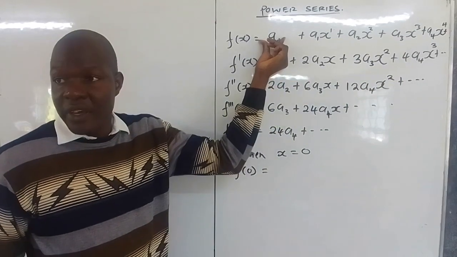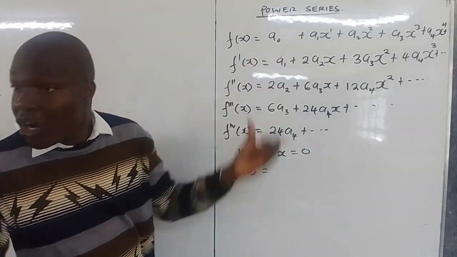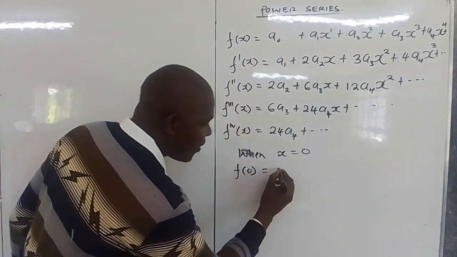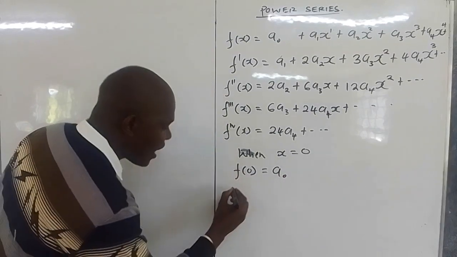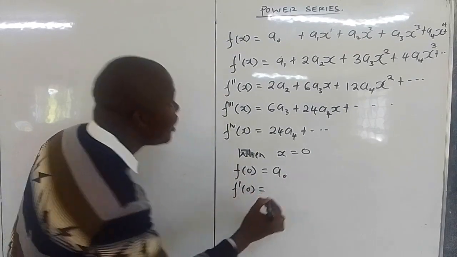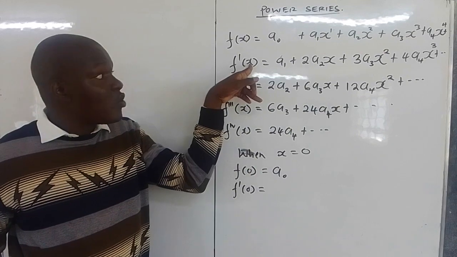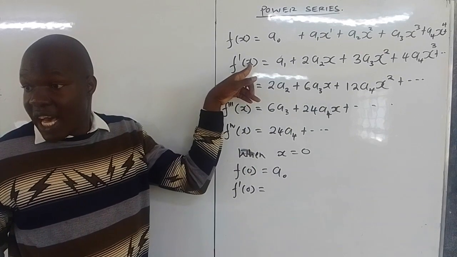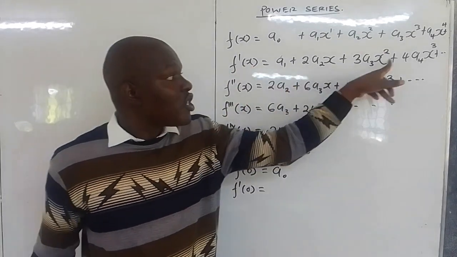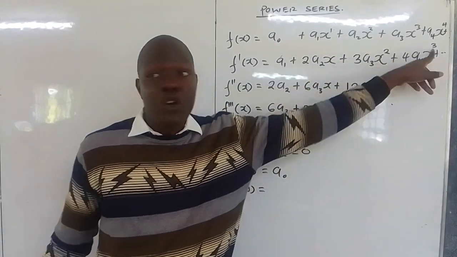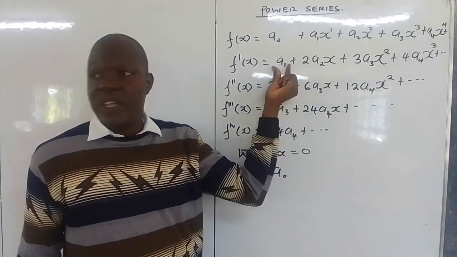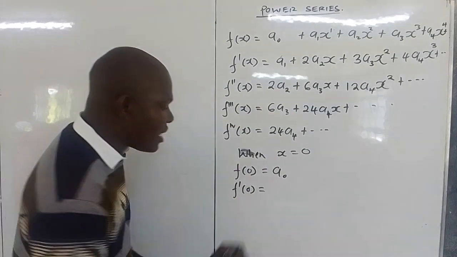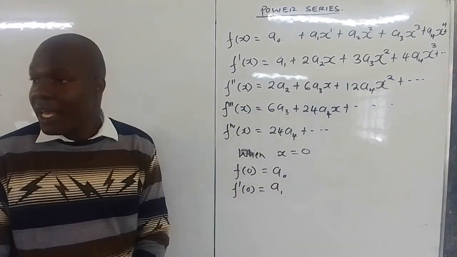Then what do you remain with? A naught, isn't it? You remain with A naught. You move to the next one, f prime of 0, meaning when this x, when you put 0, yes, you have f prime of 0. Are you seeing that? Anywhere you see x, you put 0, meaning all this will go to 0. What will you remain with? A1, isn't it? You remain with A1.